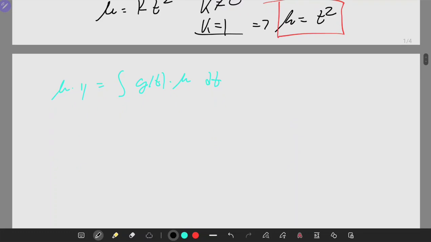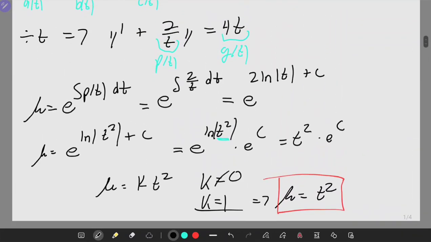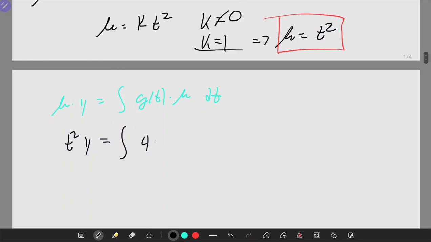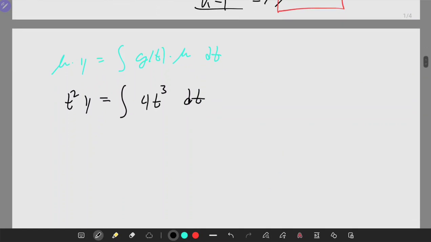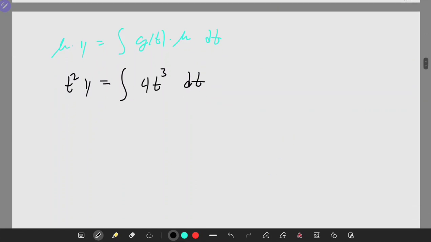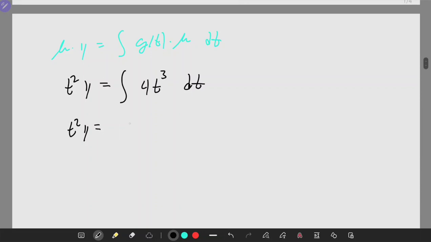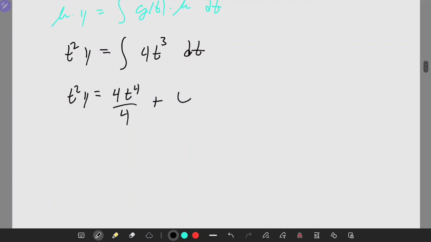So plugging everything in, we are left with t squared times y is equal to the integral of our g of t, 4t, times mu, which was t squared, so t cubed, dt. We're almost done. All that's left to do now is integrate the right side. T squared y equals, if we integrate this, 4t to the 4th over 4 plus a constant. Those 4's cancel.